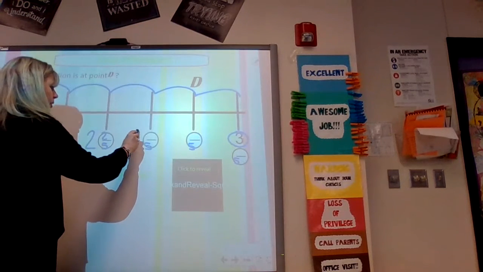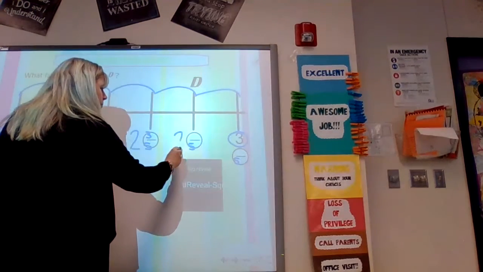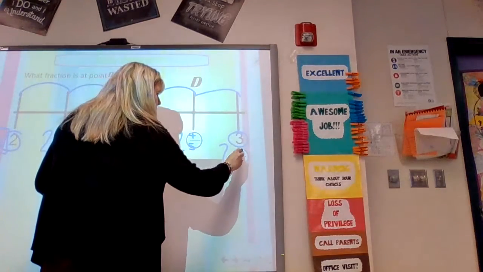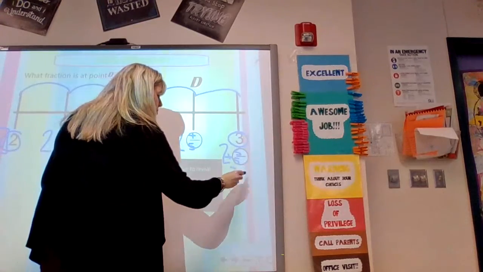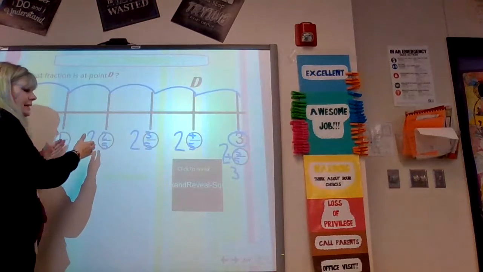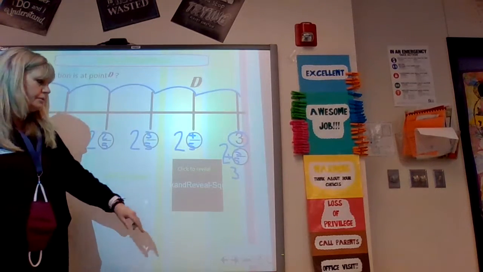So then this is the whole number 2 and 3/5. The whole number 2 and 4/5. And the whole number 2 and 5/5, and 5/5 is the same as 1, so 2 plus 1 equals 3. So you must be careful that you include the whole number when you're using mixed numbers.